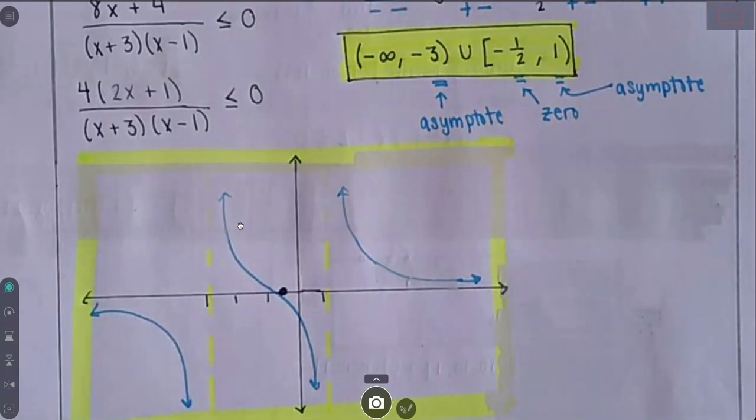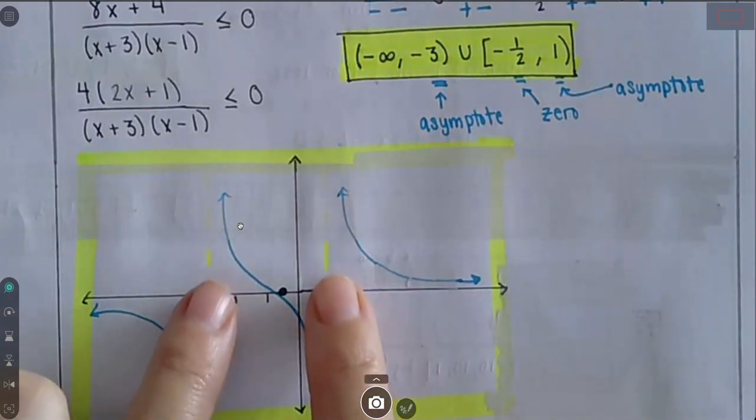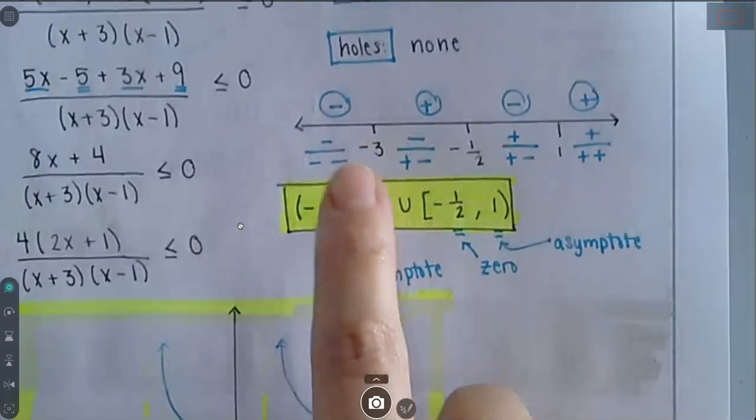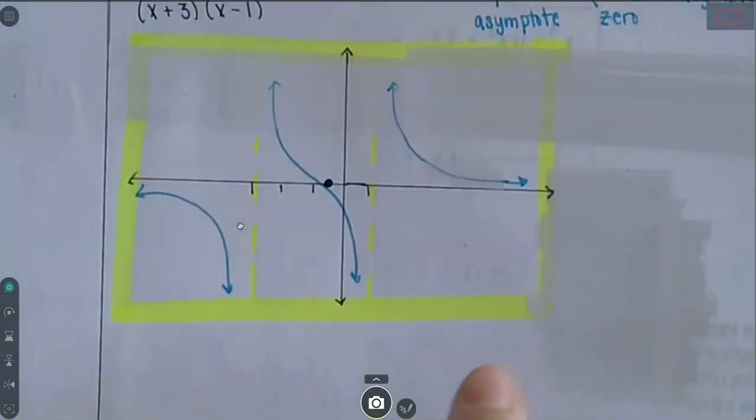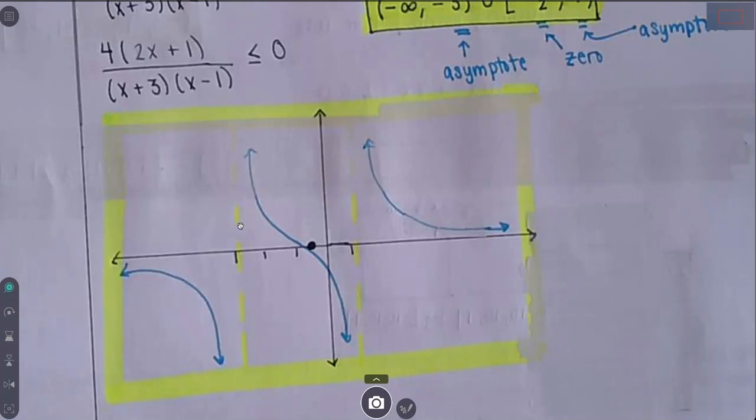Do you guys feel like you could sketch this by hand without a calculator? You know that there's a horizontal asymptote at 0, right? You know the vertical asymptotes are here and here. You know the 0's here. And then you know where it's positive or negative. And you know the basic shape of a rational function. What does 1 over x look like? It's like that, right? So based on all that information, you could sketch something pretty close to the accurate graph without a calculator.